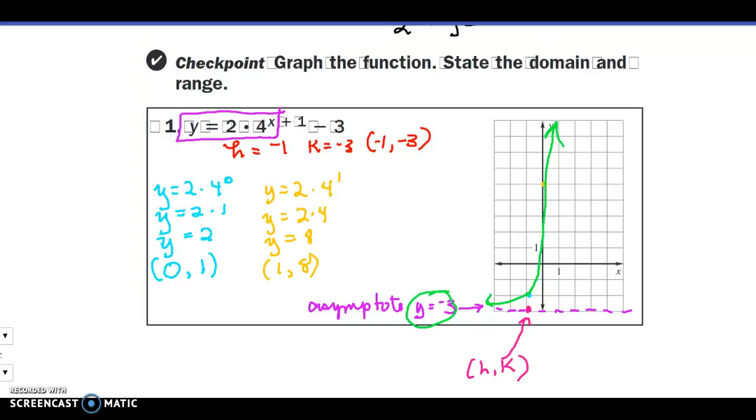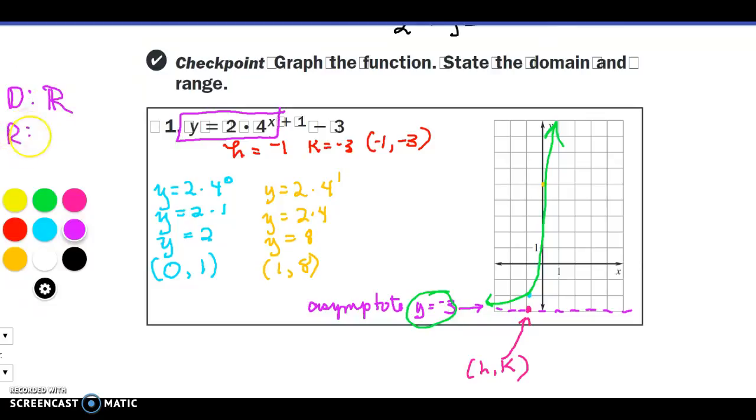So there you go. We should write domain and range. The domain here is all real numbers again. It is going left and right forever. And the range, we could put y is greater than -3. Or if you want the other way, -3 is less than y, which is less than or equal to infinity.